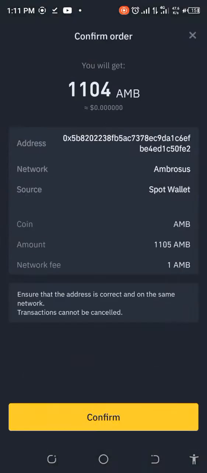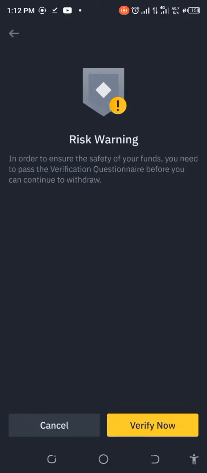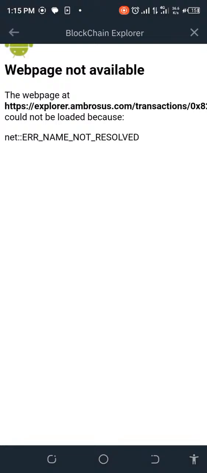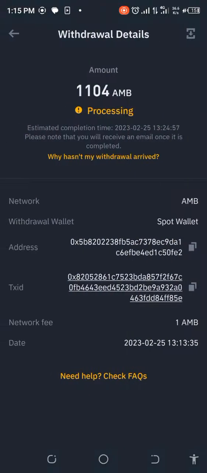Good. So is everything fine? Let's see that. Confirm. All right. Let's click on verify now. So you can see that our 1104 AMB is currently processing. Well, and for you to know, let's just click on the tax ID to see whether it will show us more info. Okay, this is not showing us any information. Let's just hold on a bit and see how long this will take.